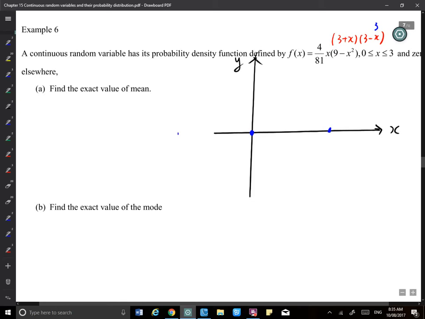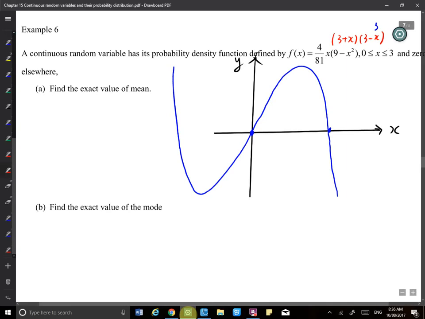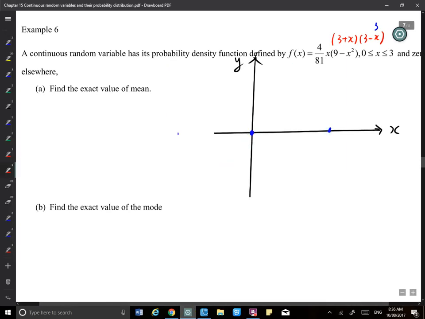The full graph should look like this: start from the right bottom, go through the first intercept, go into the second one, go back to the third one. The full graph should look like that. But we only have the domain from 0 to 3. So what we'll have is only this part of the graph.